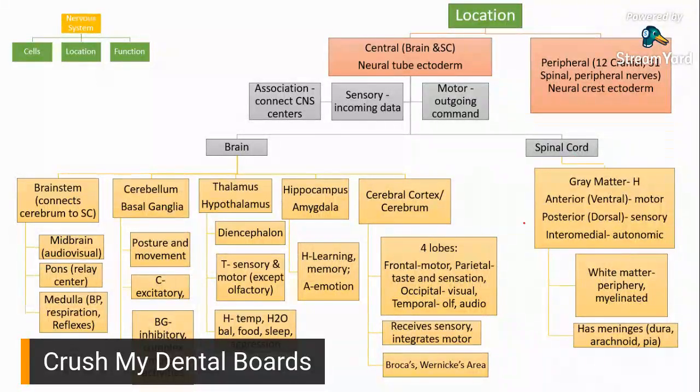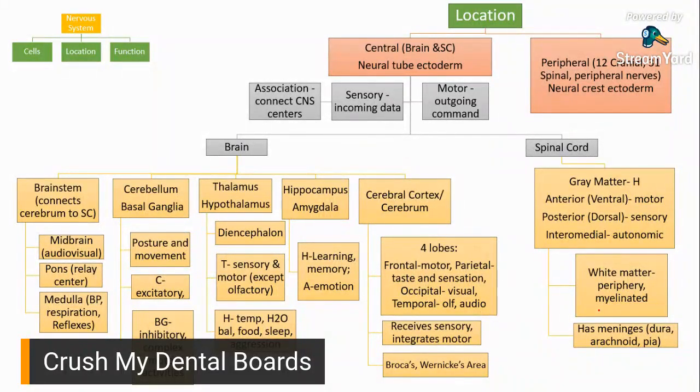Outside would be white. Okay? And then AVM, anterior ventral motor, and then posterior dorsal sensory. And then in the intermedial area of the horns, it's for autonomic functions. Okay? And then white matter, it's found on the periphery, on the outside, and it's myelinated.